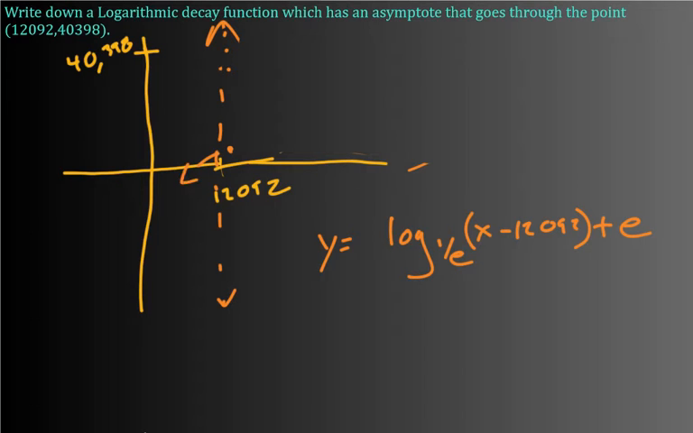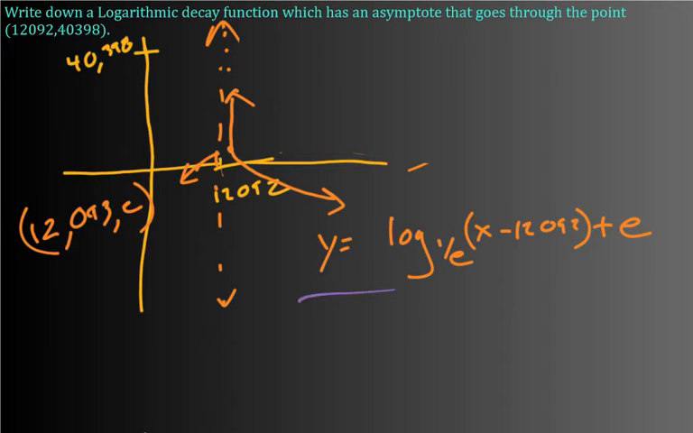I'm going to just label it. That point will be 12,093, comma e, right? Because we normally were over at 1, 0, and then we shifted, and then we move up e. And we have log decay. It just kind of looks something like that. So this one is a perfectly fine answer to this question. The important parts are that this is less than 1 to be decay, and then this is shifted over by that much.